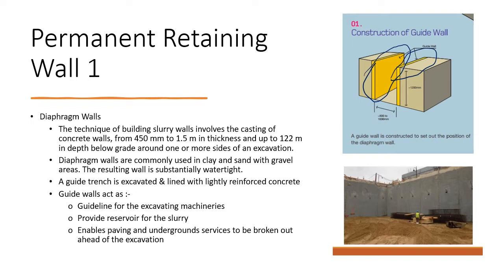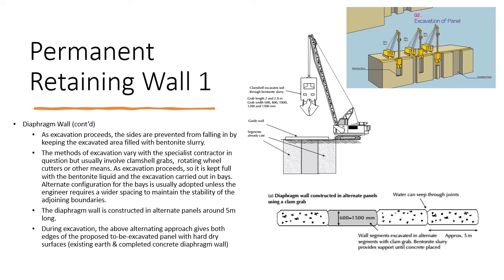It provides reservoir for the slurry and it will enable paving and underground services to be broken out ahead of the excavation. As excavation proceeds, the sides are prevented from falling in by keeping the excavated area filled with bentonite slurry. Bentonite slurry ni biasanya kita pakai untuk any trench excavation ataupun untuk basement construction juga. It is to stabilize excavation because nanti kalau tanah tu kita letak dengan bentonite slurry, tanah tu dia akan jadi macam gel-like. So dia akan melekatkan tanah tu to each other.